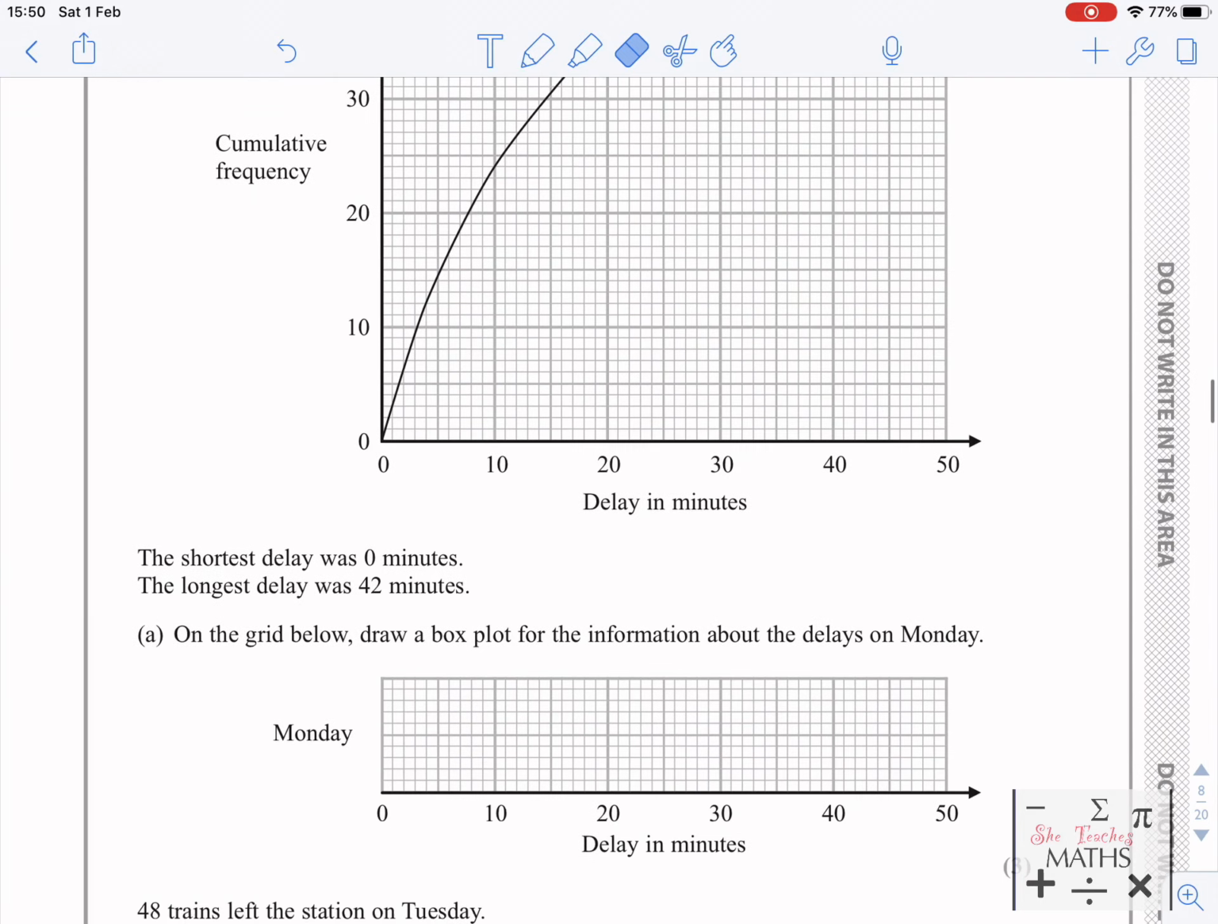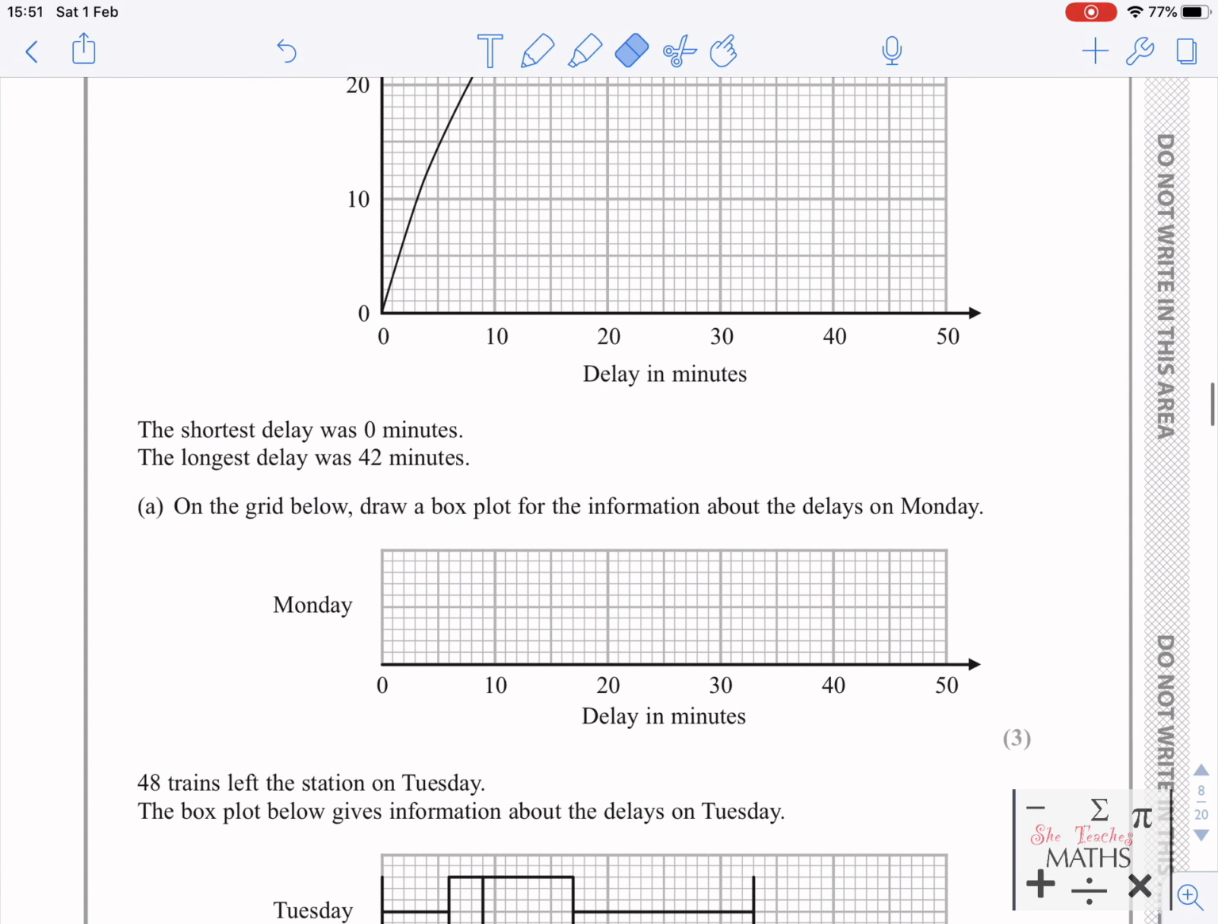So what we're going to have to do is, we know that the smallest number is 0, so that would be the whisker on the left hand side. Okay, it would be useful if I had a pen. And then on the right hand side it'd be 42, so that would be here.